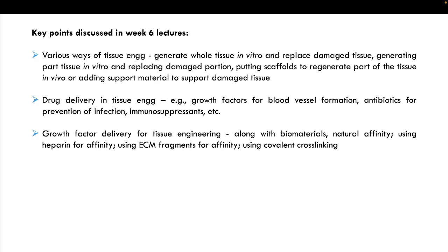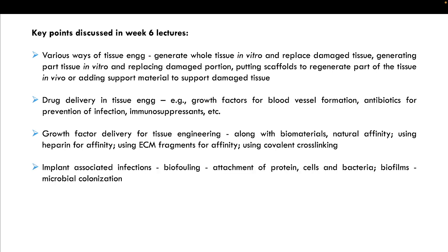You could also use covalent cross-linking. For example, you can use a particular chemical reaction to conjugate your biomaterial to the growth factor. So this was one of the concepts discussed in this week's lecture. So this was about drug delivery and tissue engineering.